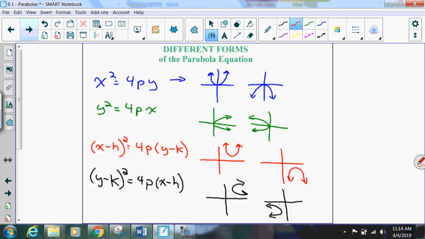And then I also have on your notes, it looks like I did all the work for you, but I had the different forms of a parabola equation. So let's stop and look at the first one first, okay?